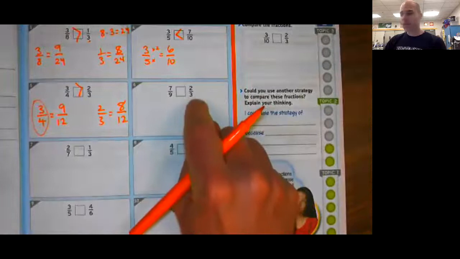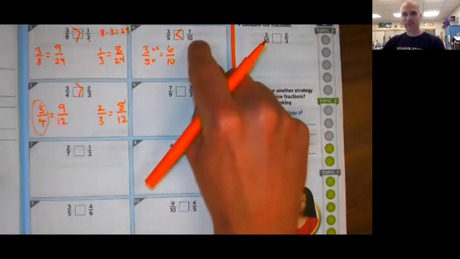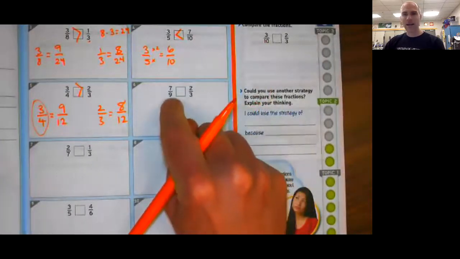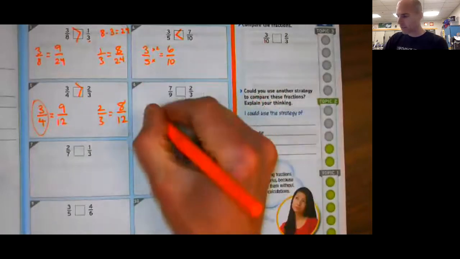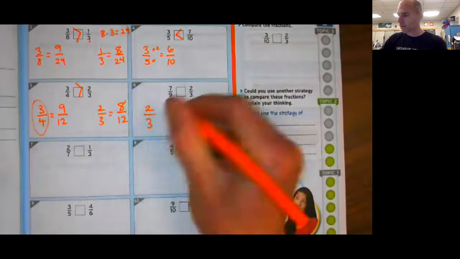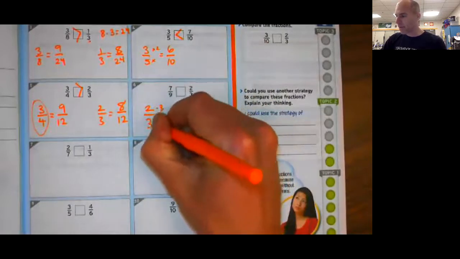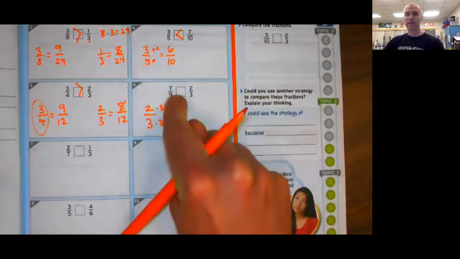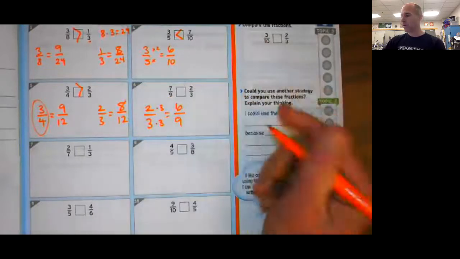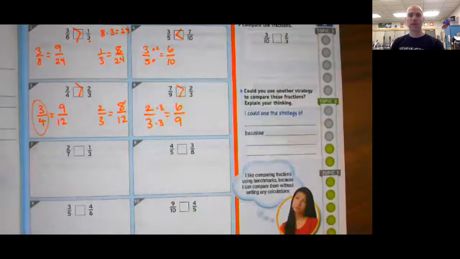Look, this is another one of the easier ones, like above, because 3 goes into 9. So we can just change this one so that it has 9 on its denominator by multiplying top and bottom by 3, and we get 6/9. And that's less than 7/9. So we're going to make the 7/9 the greater.